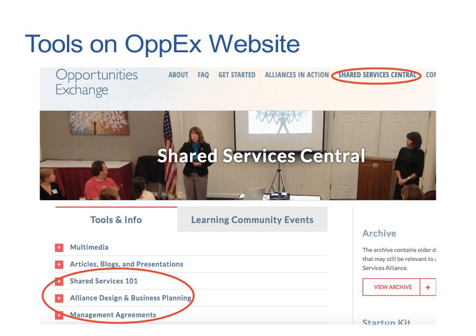But if you go to the Opportunities Exchange website, there's a navigation bar across the top, and there's a section called Shared Services Central, which I've highlighted up in the upper right, and that's where most of the tools and resources are. And within that section, there are 3 sections, which I've circled below, where most of the resources we're going to be talking about today are located. So there's a section called Shared Services 101, Alliance Design and Business Planning, and Management Agreements. And in each of those areas, there's drop-downs with subcategories and documents.